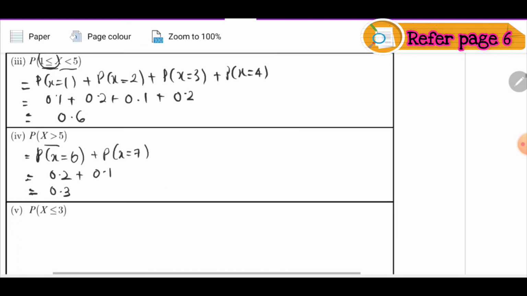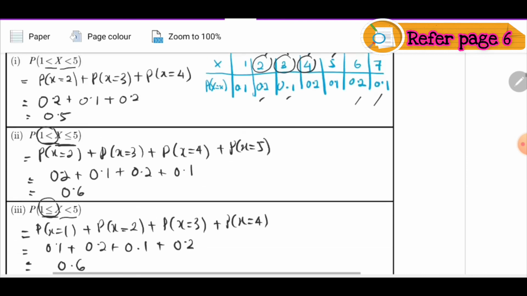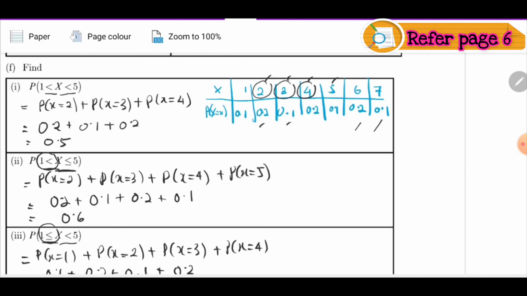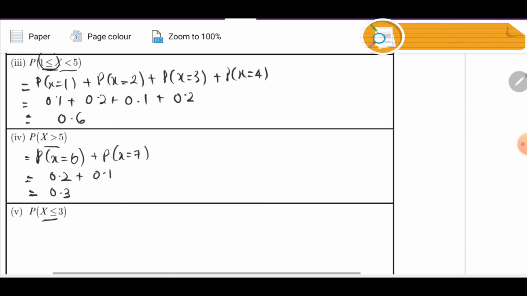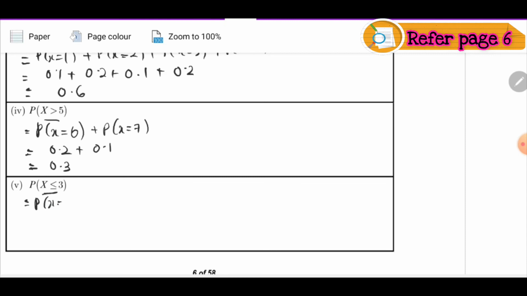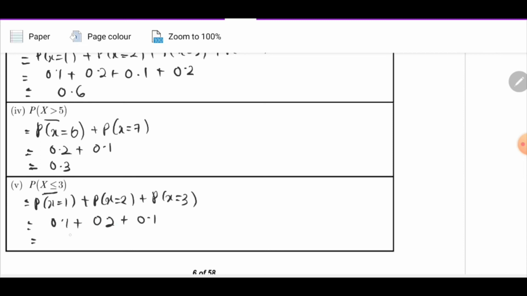Okay, number 5. Find the probability when x is less than or equal to 3. So from the table, we can see that x less than or equal to 3 means we can take the values of 1, 2, and 3. So we start from P(x=1) plus P(x=2) and P(x=3). The probability when x equals 1 is 0.1. When x equals 2, the probability is 0.2. When x equals 3, the probability is 0.1. So we add up all the probabilities and the answer is 0.4.